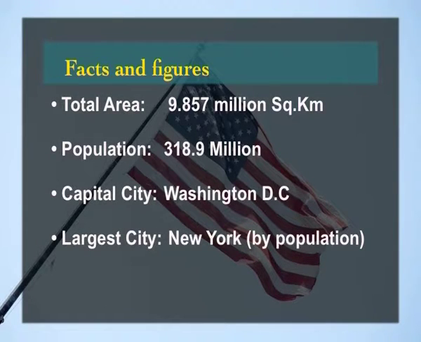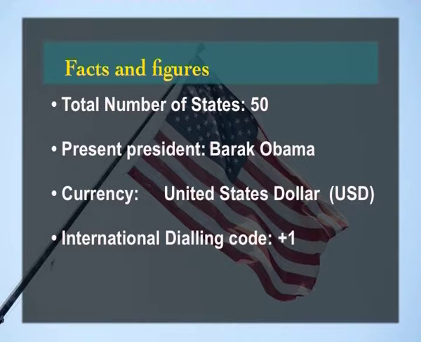Facts and figures. Total area: 9.857 million square kilometers. Population: 318.9 million as per 2014 statistics. The capital city is Washington DC. Largest city is New York by population. Total number of states is 50. The present president is Barack Obama.